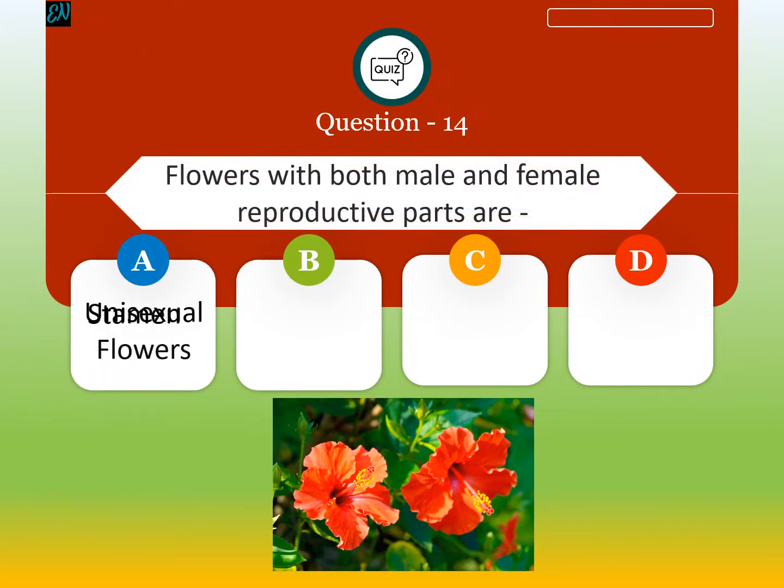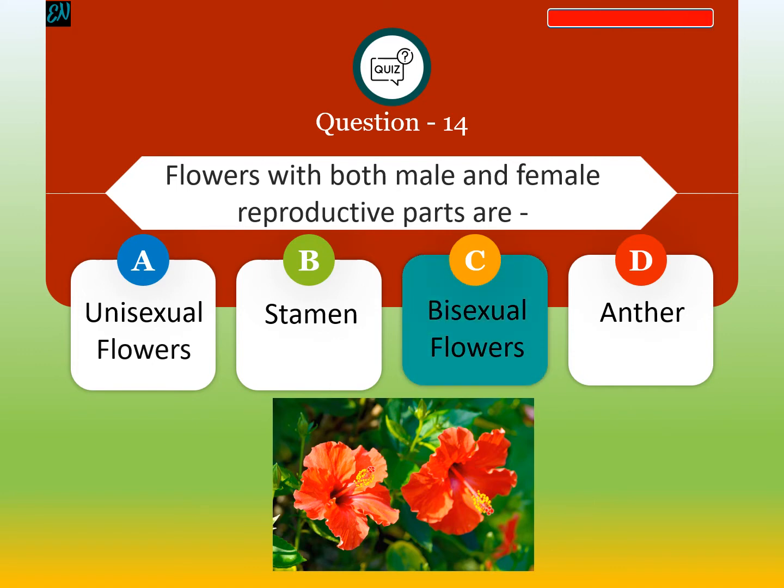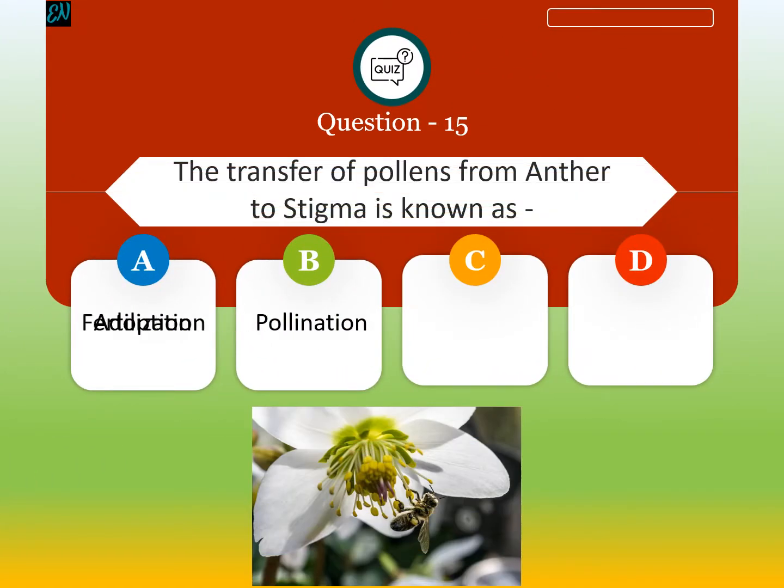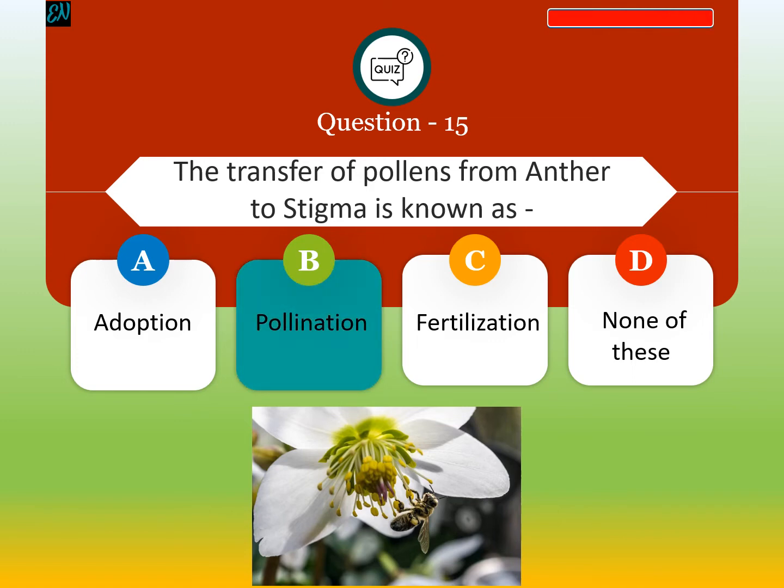Question number 14. Flowers with both male and female reproductive parts are called as unisexual flowers, stamen, bisexual flowers or anther. And the correct answer is bisexual flowers. They are called as bisexual flowers. Question number 15. The transfer of pollens from anther to stigma is known as adaptation, pollination, fertilization, or none of these. The correct answer is B. Pollination. The transfer of pollens from anther to stigma is known as pollination.